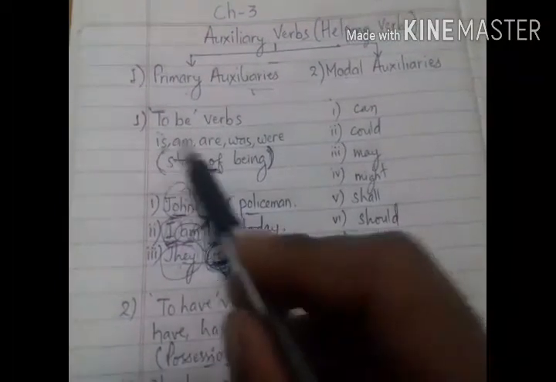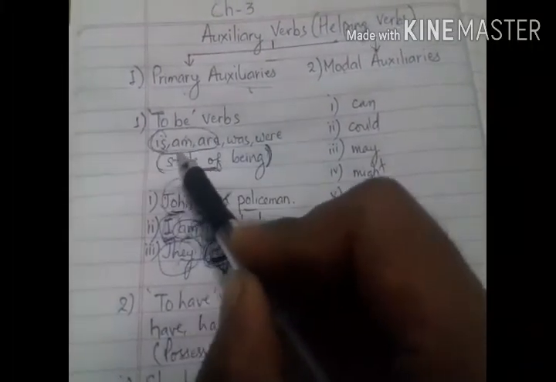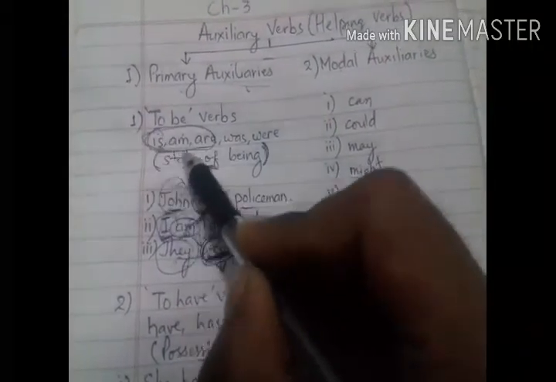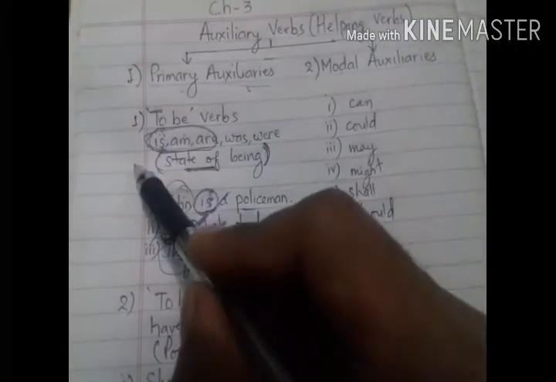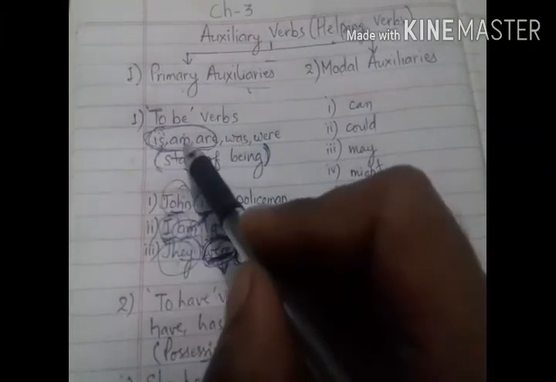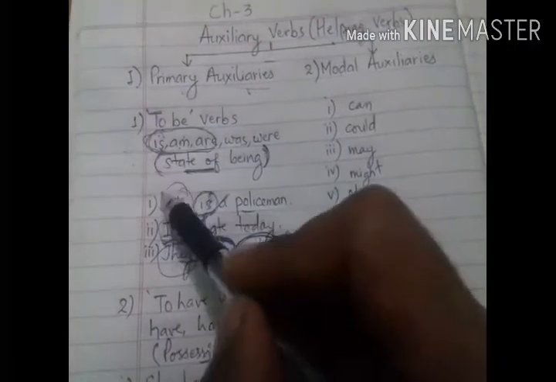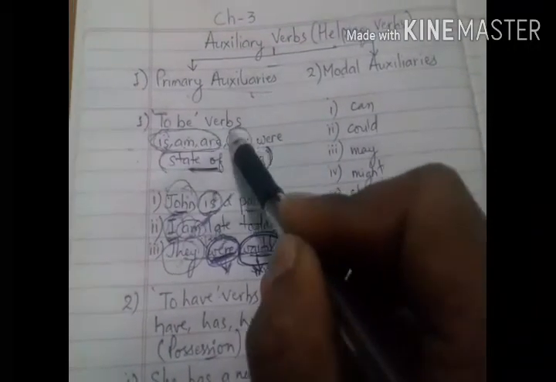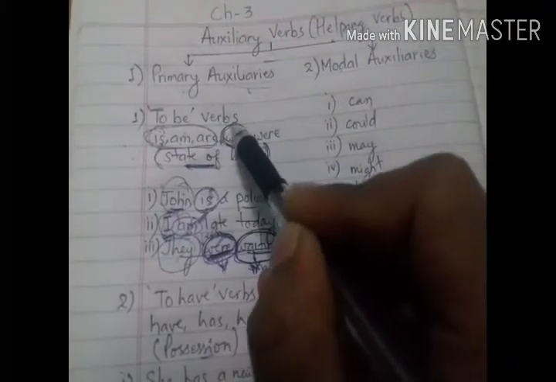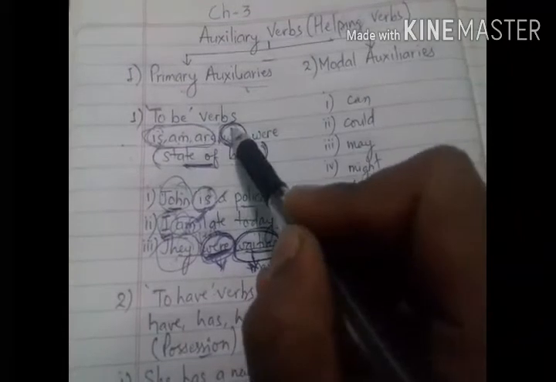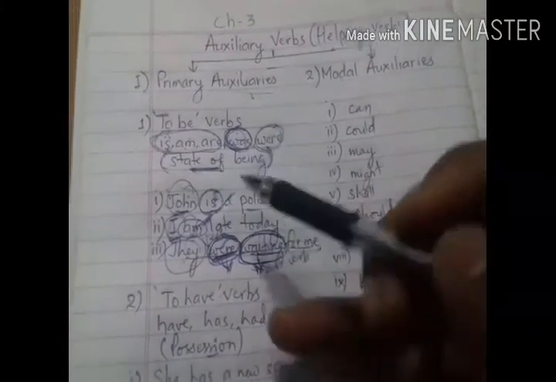See, is, am, are, was and were. Is, am, are, these three verbs of the group of to be verbs are used in present tense. Is is used with singular subject in present tense. Am is used with I in present tense. Are is used with plural subject in present tense. In the same way, was is used with singular subject and I in past tense, and were is used when the subject is plural.